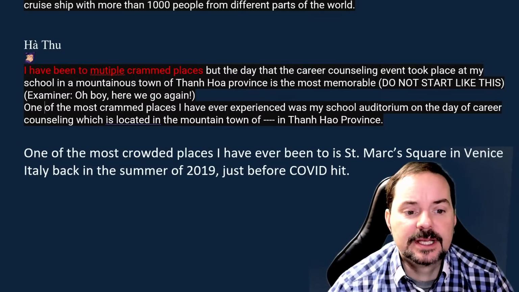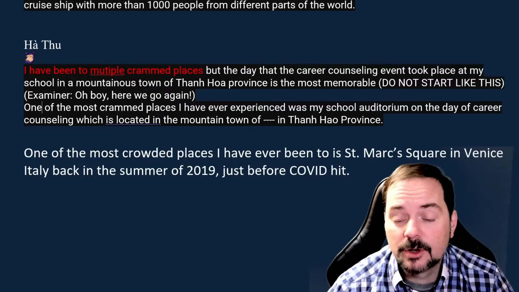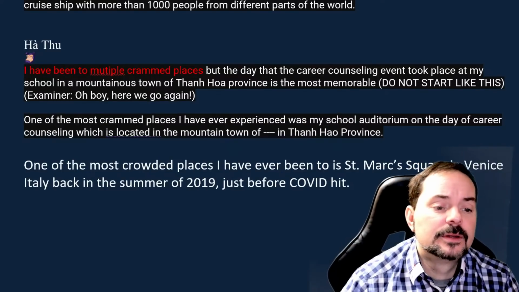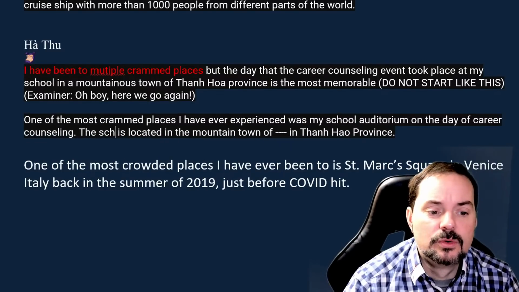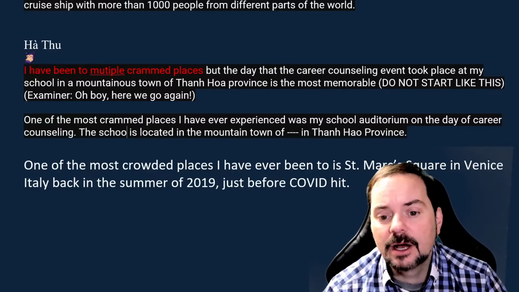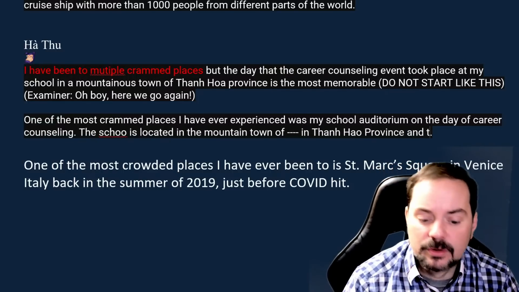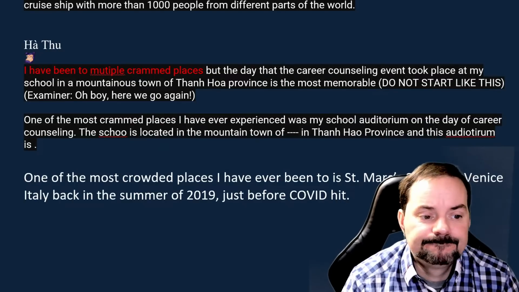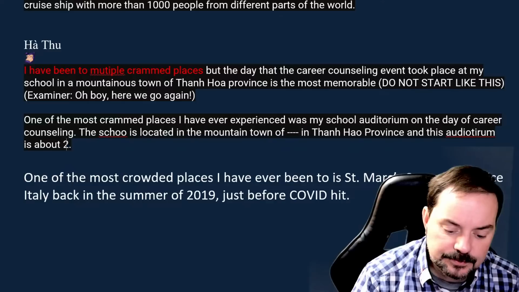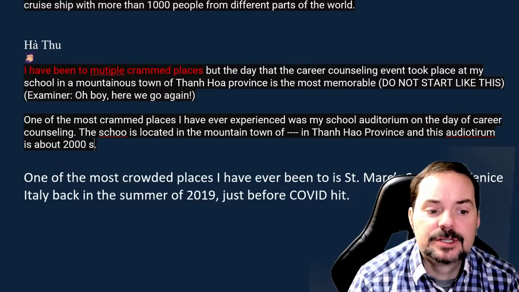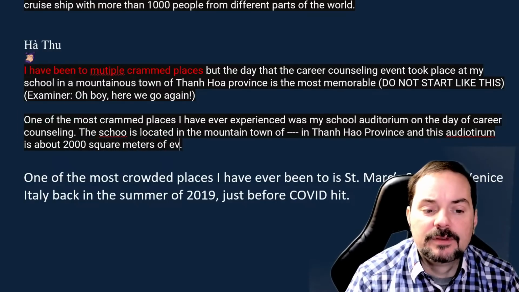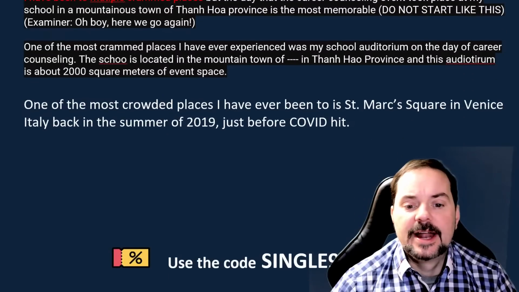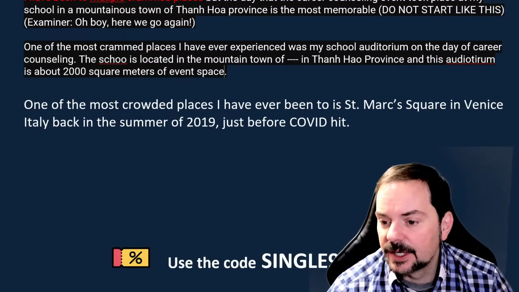Okay, one of the most crammed places I have ever experienced was my school auditorium on the day of career counseling. And I would probably even start a new sentence here. The school is located in the mountain town of, and this auditorium is, I don't know, about 2,000 square meters of event space, right? Something like that, okay? All right, so be careful, be specific, okay?